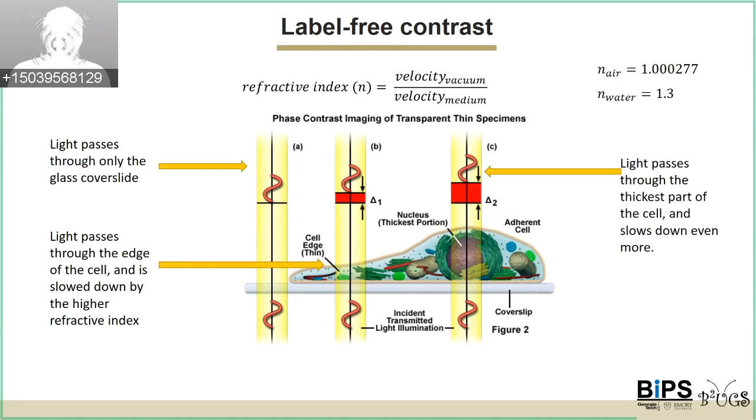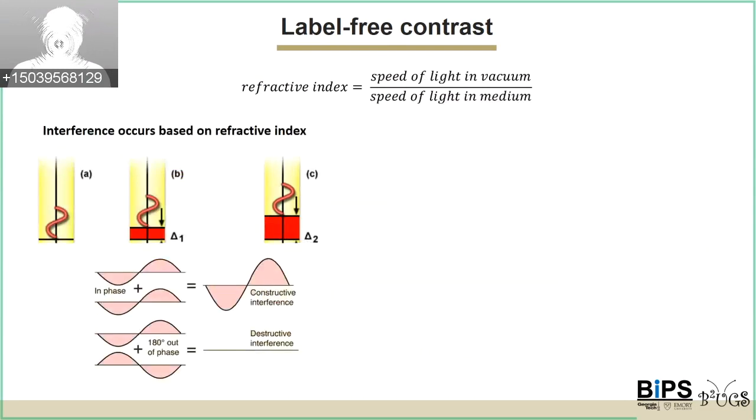Some light passes through the center, thickest portion of the cell. Here it goes through glass, water, and also the dense nucleus that will slow the light further. The phase shift is largest here. So what does this all mean for what we see on the sensor or in the eyepieces?